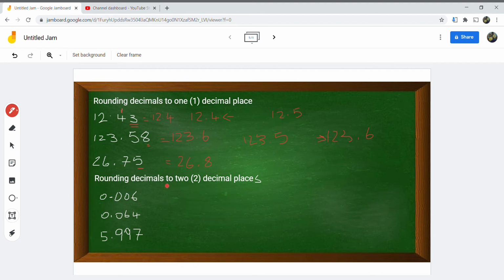Now we're going to look at rounding to two decimal places. Basically, what we are saying is we're going to round off the number to the hundredths position. So we're rounding decimals to two decimal places. We're looking at rounding numbers to the hundredths position.